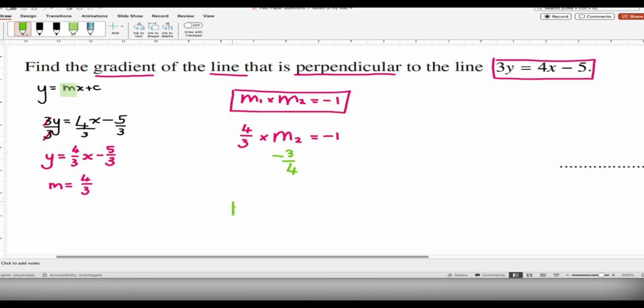So the answer will be negative 3 over 4. That's going to be our final answer.